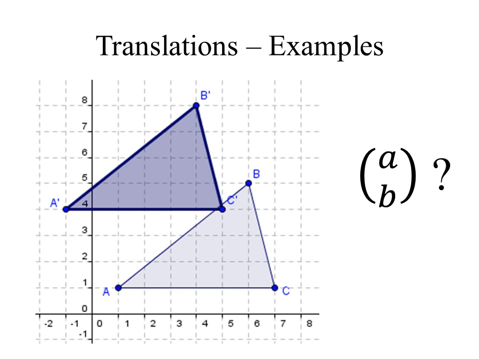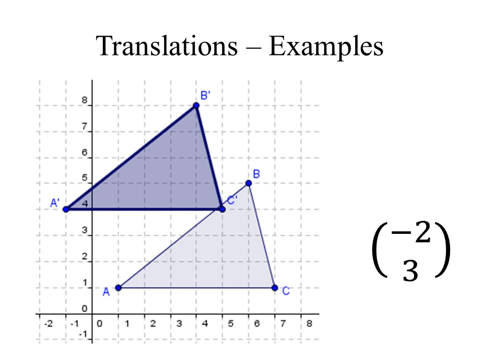So, let's take point C. Now we see that it is moving 2 units to the left and 1, 2, 3 units up. All right, so A will be negative, -1, -2. B will be positive, 1, 2, 3, creating our formula, -2 over 3.